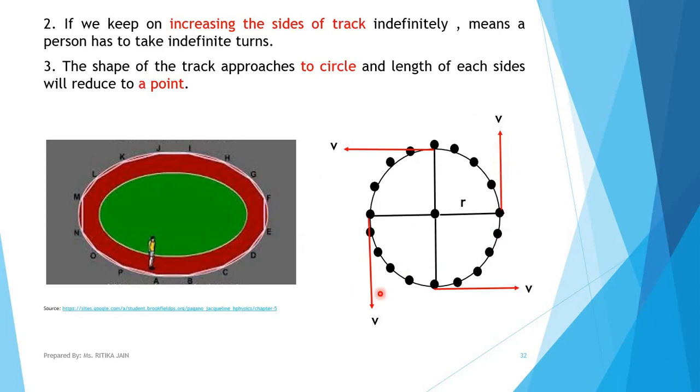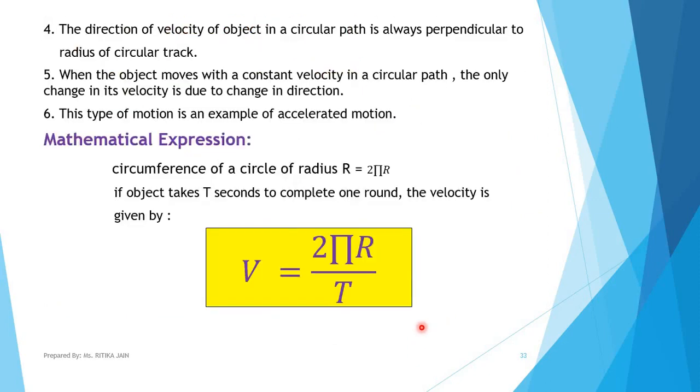Okay, so like this we identify the direction of velocity of an object when it is moving in a circular track. Now, the direction of velocity of an object in a circular path is always perpendicular to the radius of the circular track. I have already discussed this thing. When the object moves with a constant velocity in a circular path, the only change in its velocity is due to the change in direction.